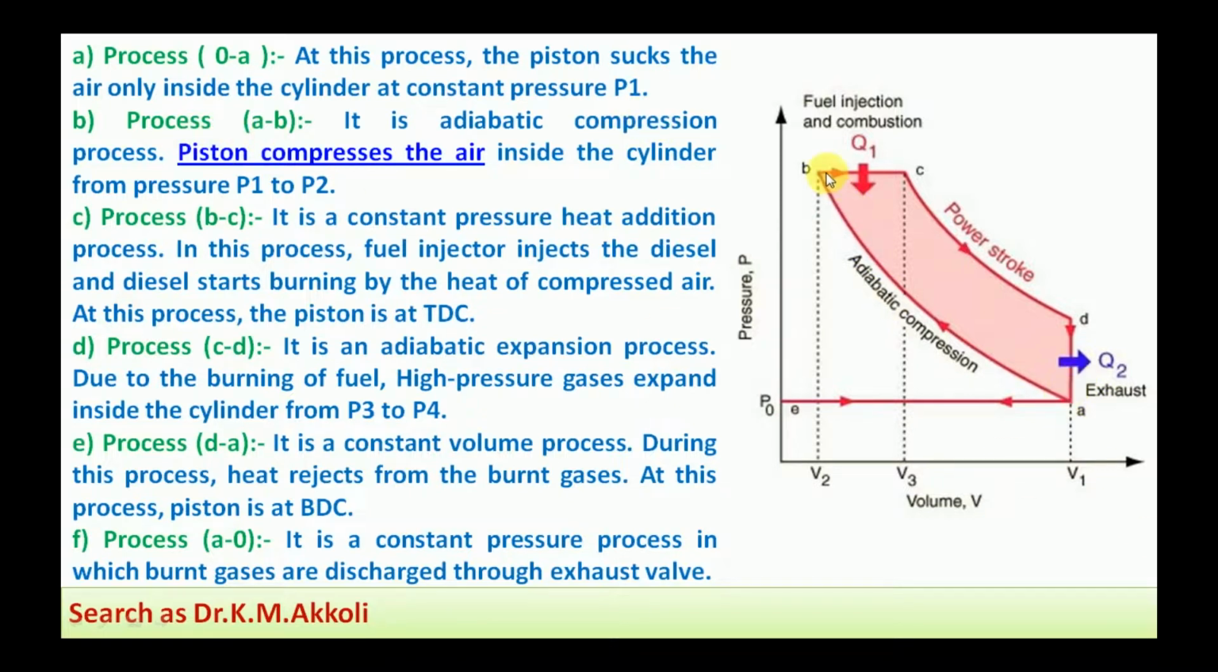The second one, process A to B. This process A to B is an adiabatic compression process. The piston compresses the air inside the cylinder from the pressure P1 to P2. Here the pressure will be increased from P1 to P2.